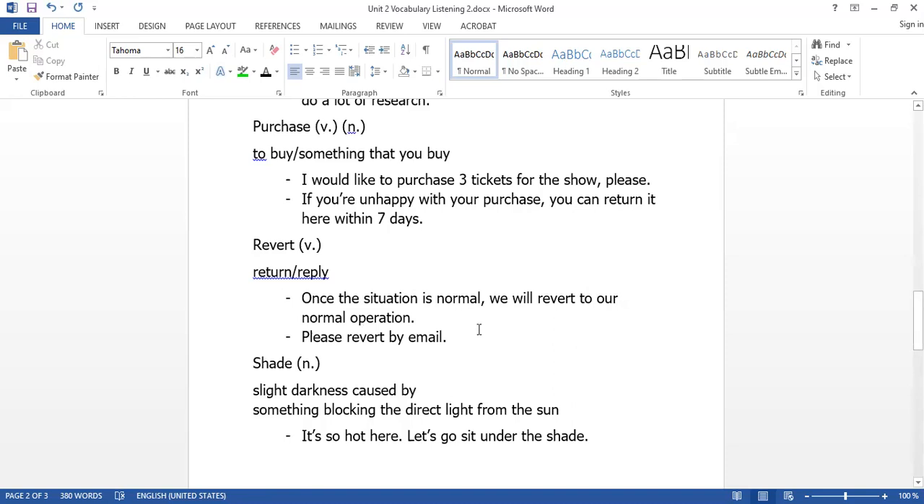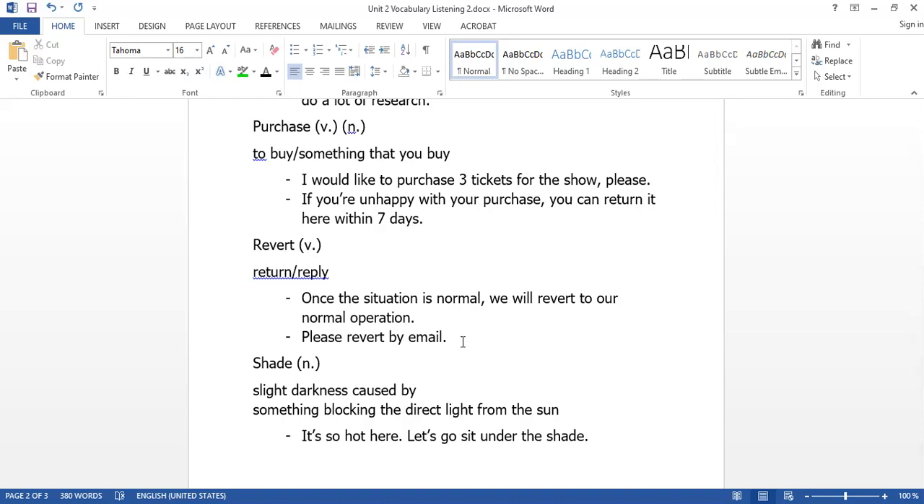So that means whatever company that you're working with or working in, now you're working from home, but if the COVID-19 situation is better, then you can go back to the office. You can start talking to, going to see your clients again, in person, face to face. That's your normal operation. You can do that again. Or please revert by email. That means reply. Please reply by email. That's all.